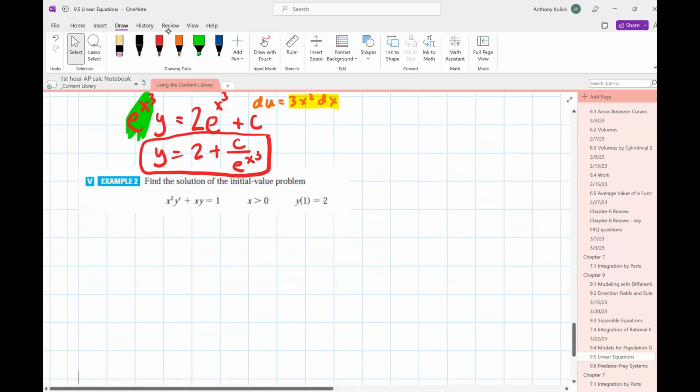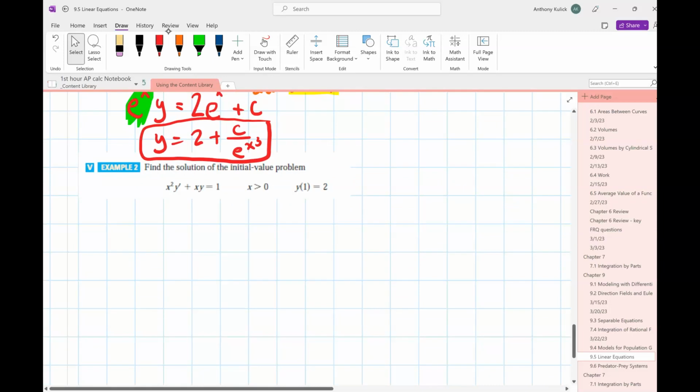The reason I wanted to do 9-5 today is this is really the only skill in here, is just solving these differential equations using this integrating factor. So this is the skill for this lesson. So we're just going to do a couple more practices with that. Do you guys want to take a stab trying this one on your own for a minute and then go through it?